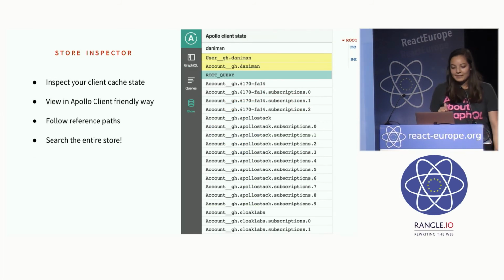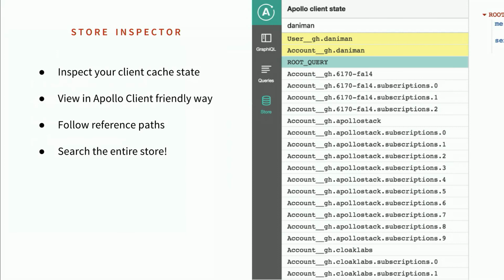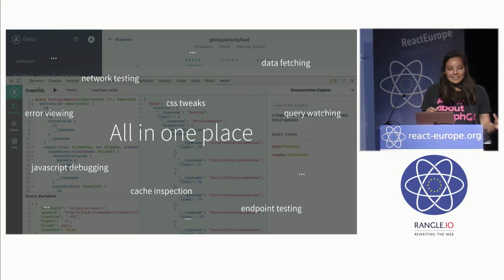The last thing we have is a store inspector, and this is pretty much like the crux or the base of what you need for any cache DevTools. It pretty much does exactly what you'd expect, which is it allows you to inspect the state of your cache and search for different things. But what I really wanted to emphasize is that the super cool thing about having DevTools for your data layer is that everything is all in one place.